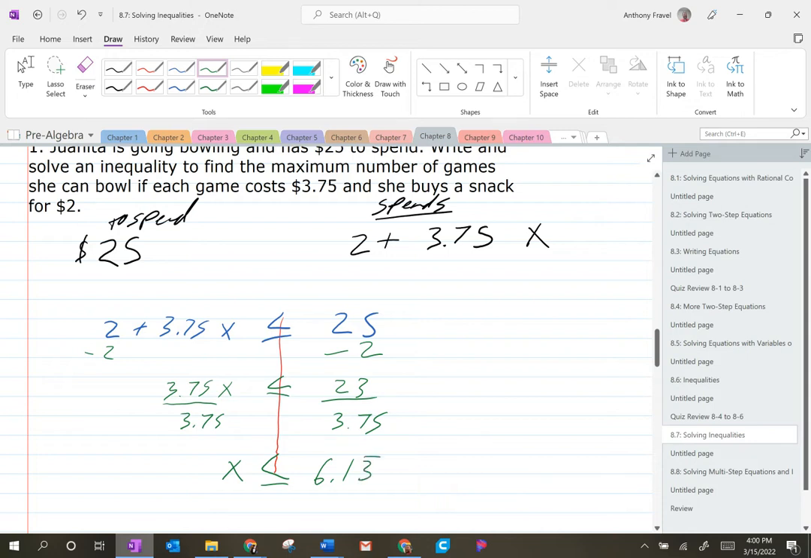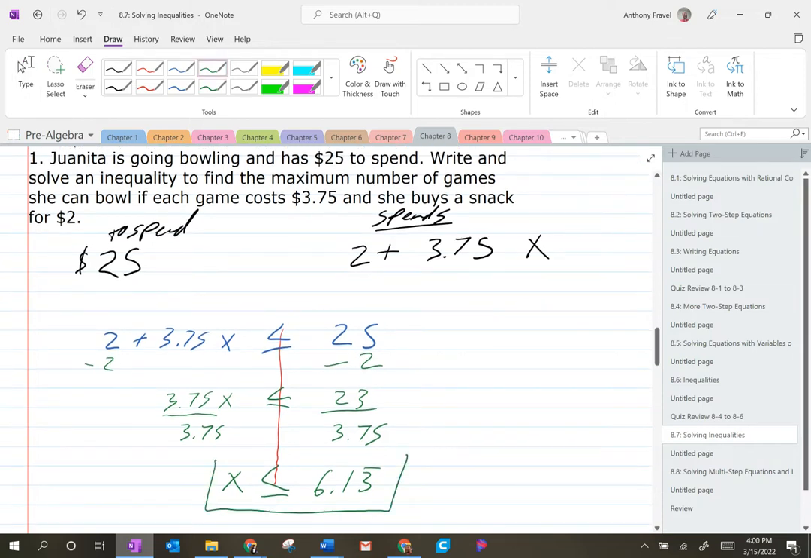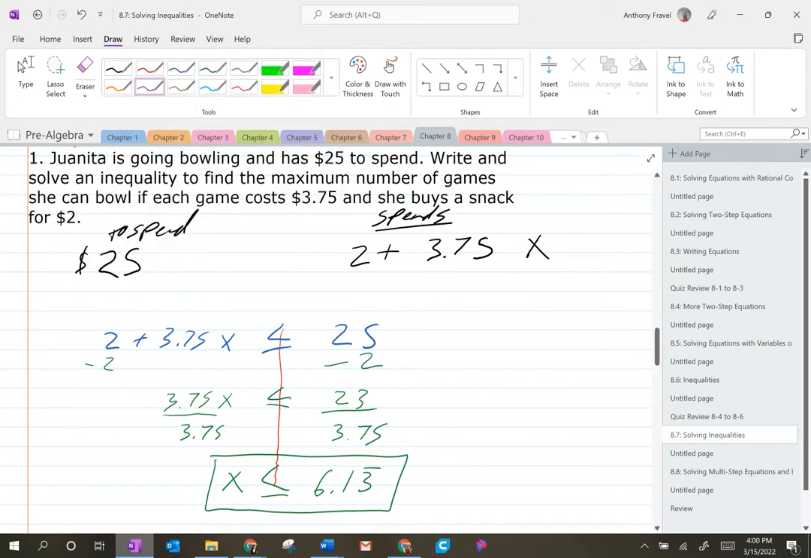Okay, now I'm going to go look at my problem. This says X is less than or equal to 6.13, which, yes, that's the number we can work with. But I'm going to read that problem again. It says, write and solve the inequality to find the maximum number of games that she can bowl. Hopefully you have realized at this point in your life, you can't bowl a partial game. So looking at this number, we can't go over that.